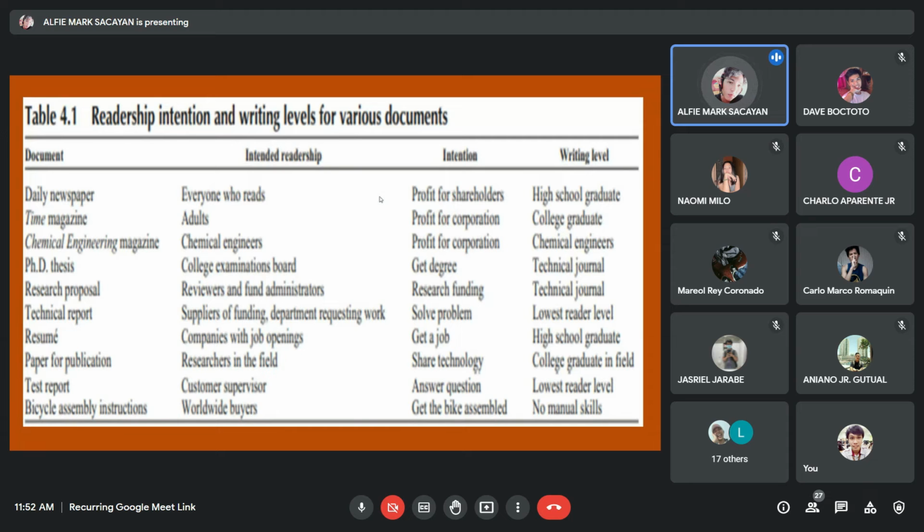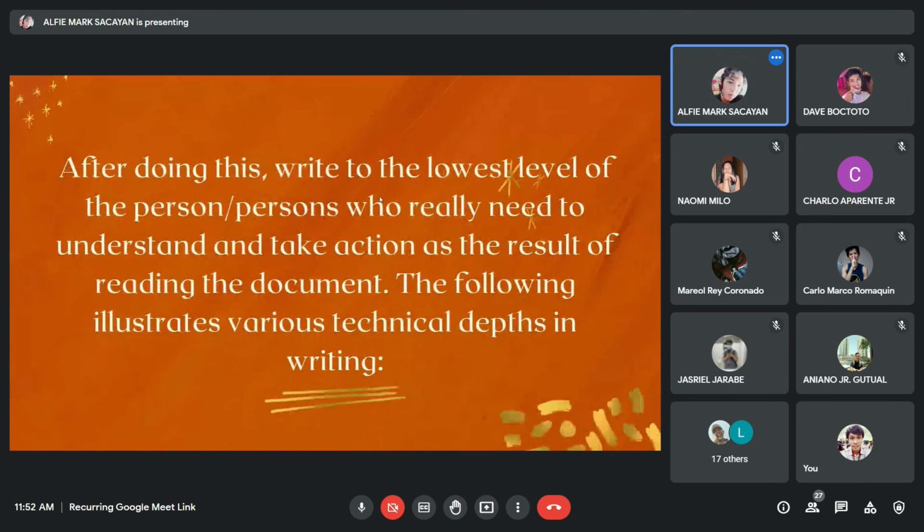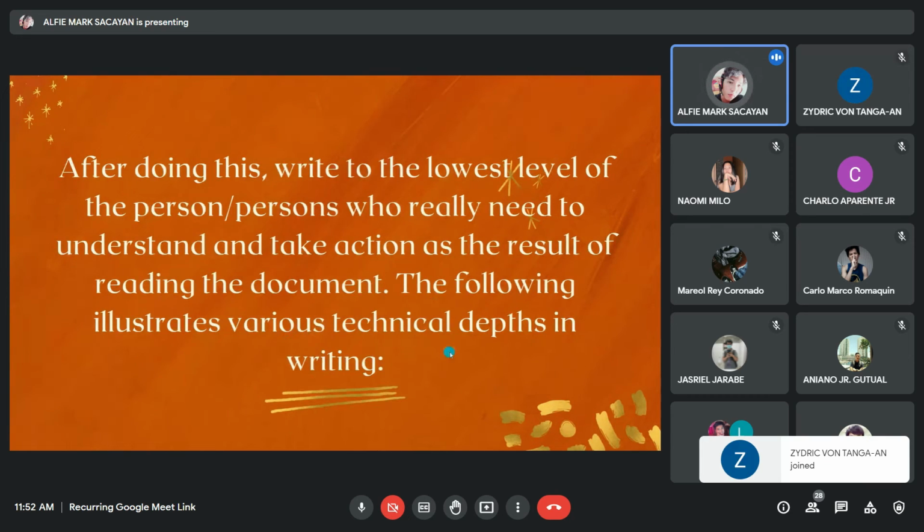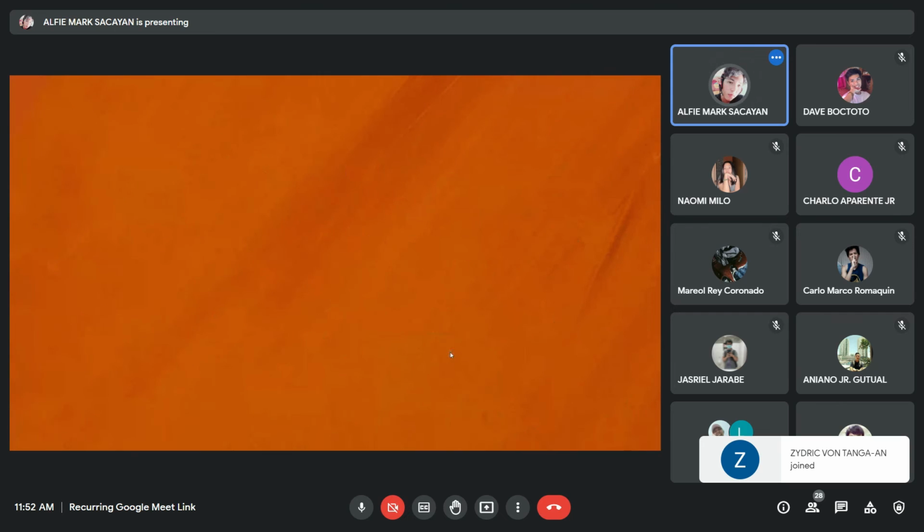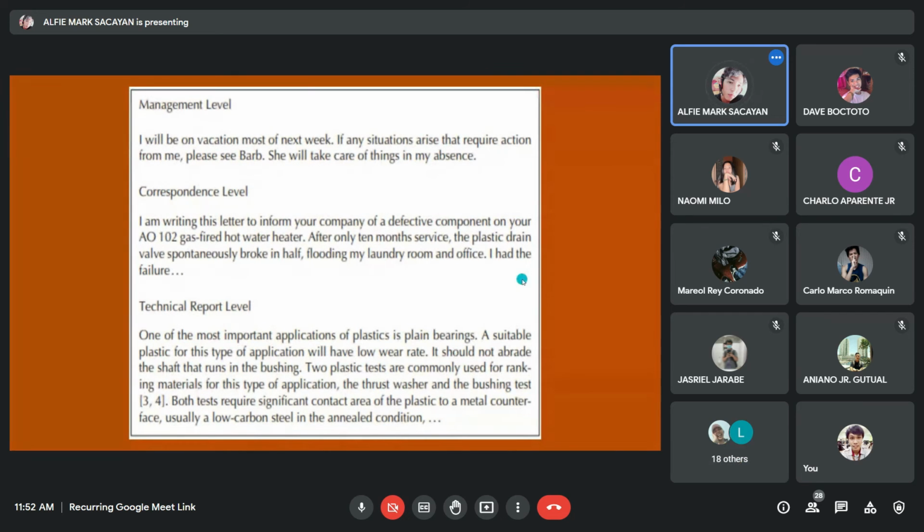So dili na siguro kaya na ko i-discuss, proceed na ta. So after doing this, write to the lowest level of the person or persons who really need to understand and take action as the result of reading the document. The following illustrates various technical depths in writing. So this is another example.